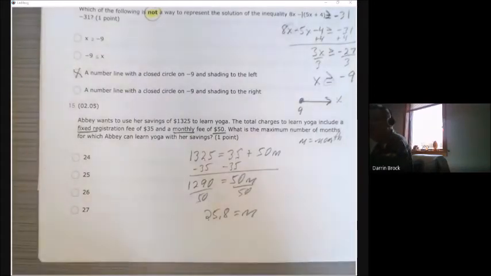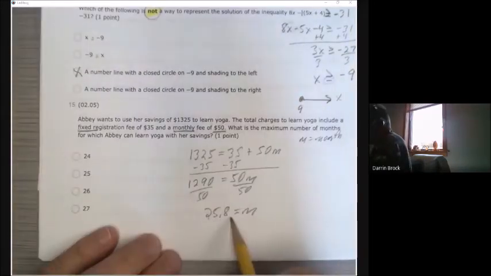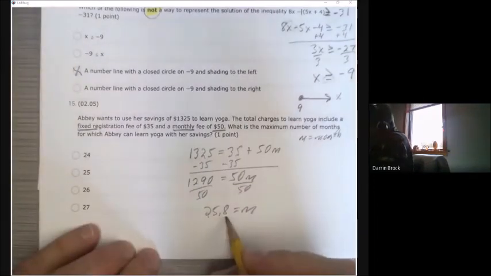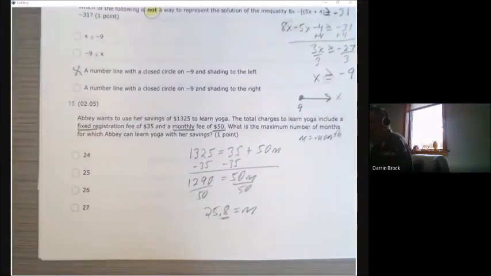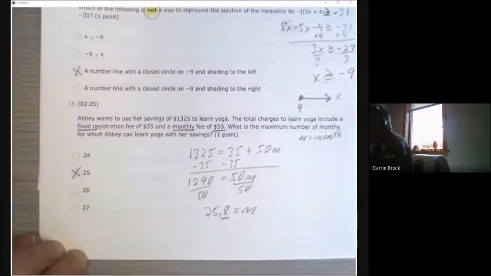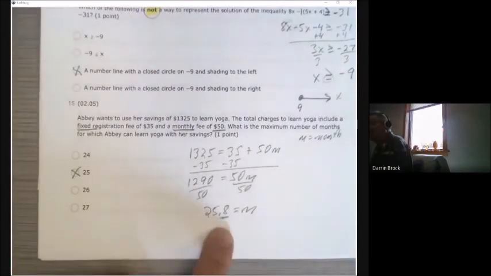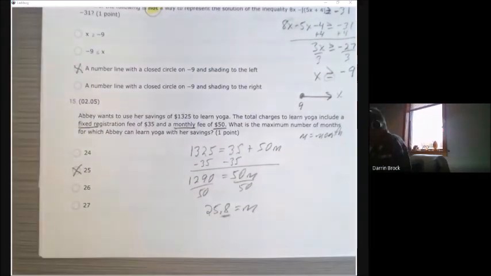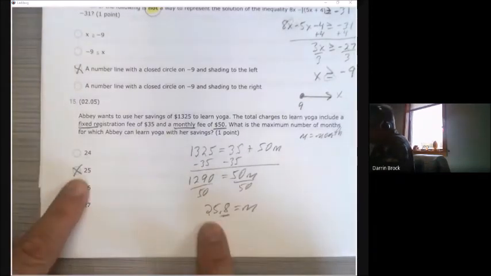Generally, in math, you look at a number and you want to round that up. But she can't afford 26 months. You can't buy part of a month. It doesn't matter if that's 0.95. It's not 26. 25 months is how much you can go, and she'll have some money left over, but not quite enough money to buy another month. And she should have yoga down pretty well.